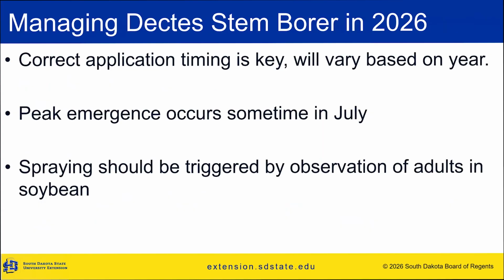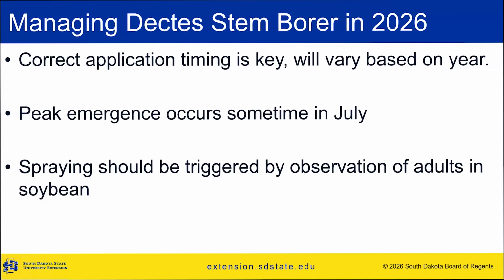And if we look back in the past, one of the things that we saw, and I believe one other study saw, is that correct application timing is really key for Dectes stem borer management. If you just go out and spray at one time point, chances are, if you didn't spray at the right time, so the adults weren't completely active, or maybe you caught them really early, you probably won't see a yield benefit. Peak emergence, we know occurs sometime in July, but with saying peak emergence, it still doesn't mean that it's all at once. They have a very prolonged emergence window.